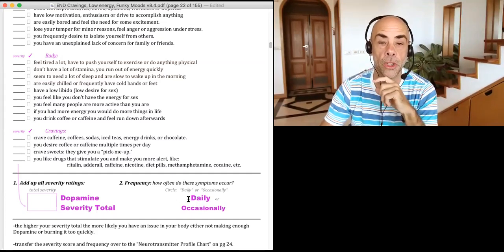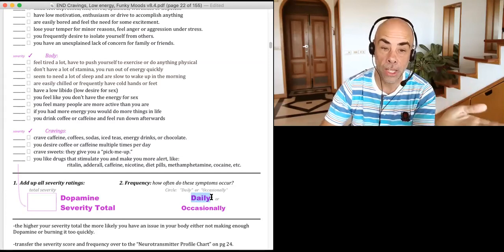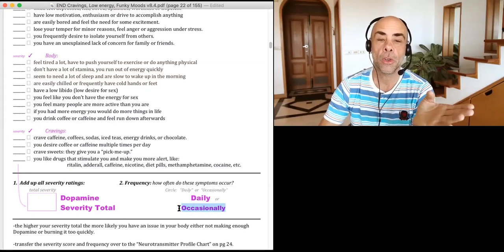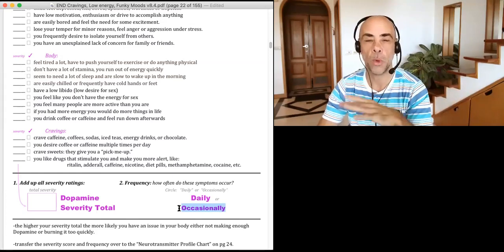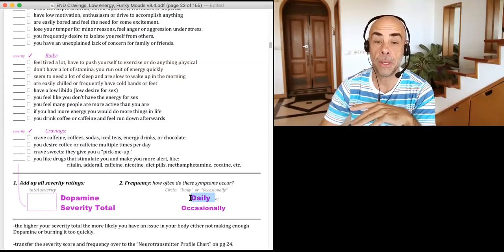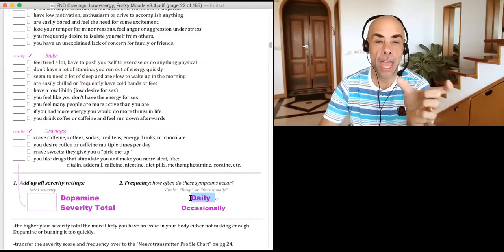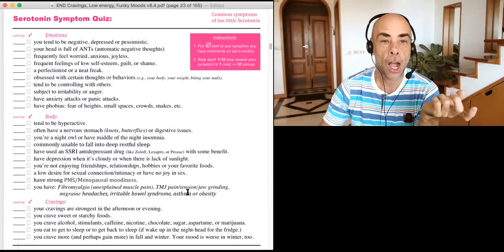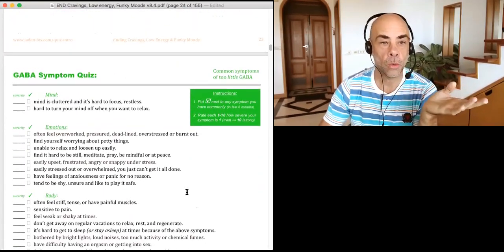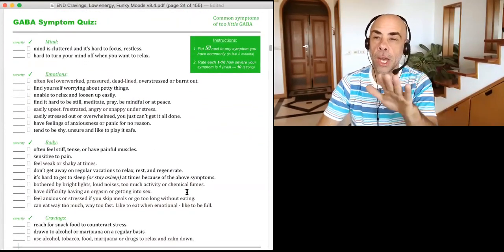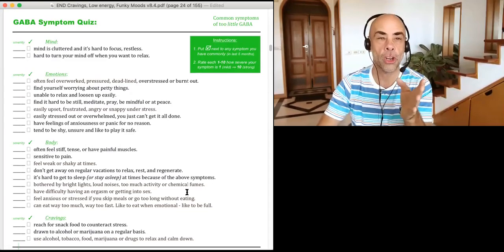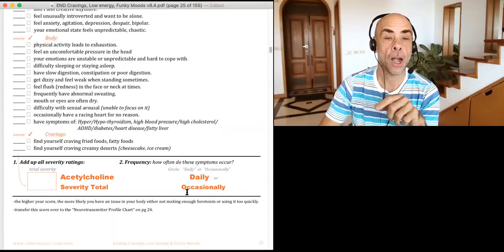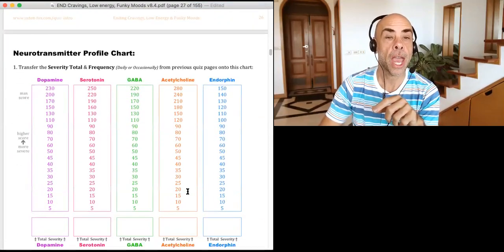And then you'll circle whether it's a daily issue or an occasional issue. Because there are certain things that happen a couple times a week, and other things that happen every day. And that also relates to it. So if you're borderline and you're not sure, I suggest you print out these pages, take this survey, and then add it up on the chart here.